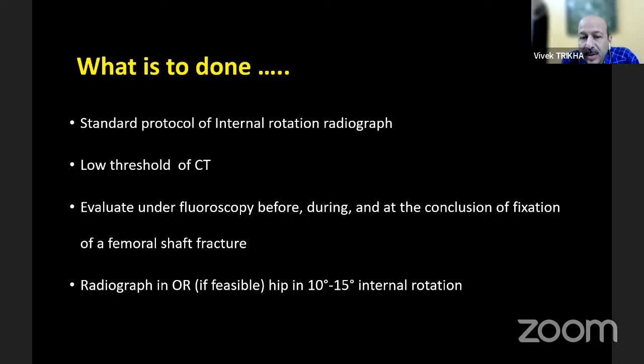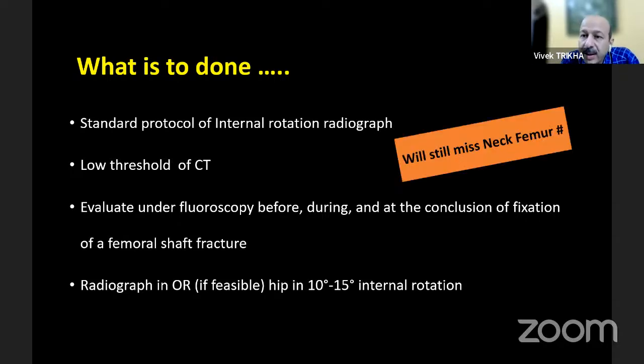Take rotation radiographs, if possible, in 10 to 15 degrees of rotation. But remember that in spite of that, we might still miss a fracture; around 3 to 5% in the world literature is still there. In spite of getting all these things done, we might miss a neck femur fracture.